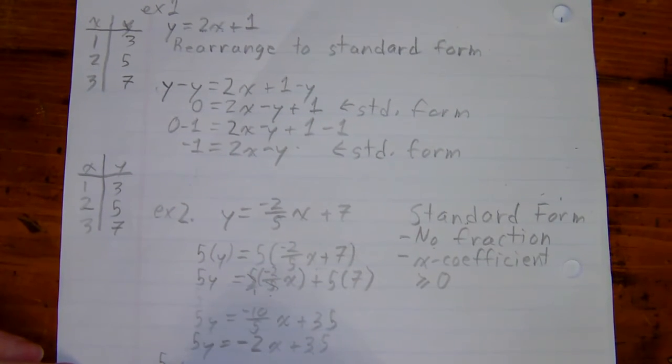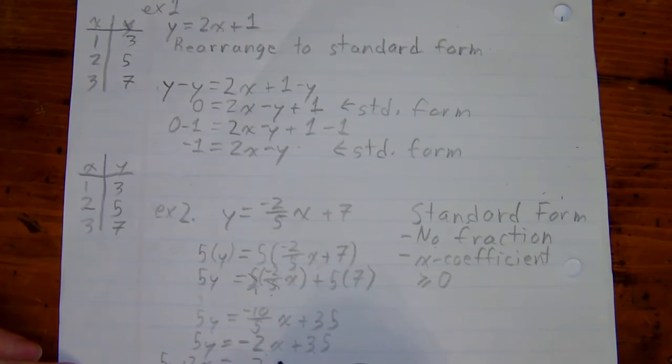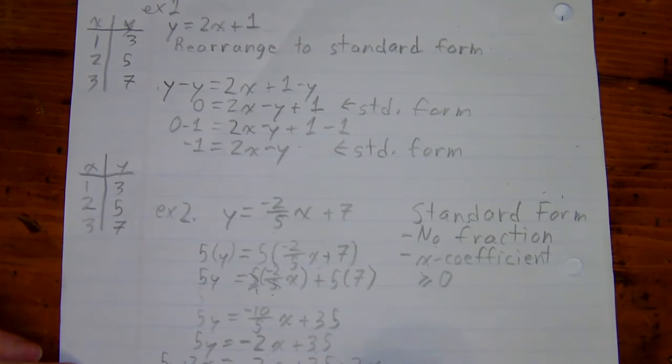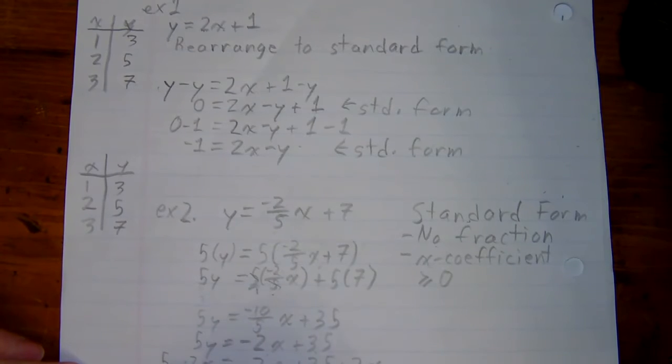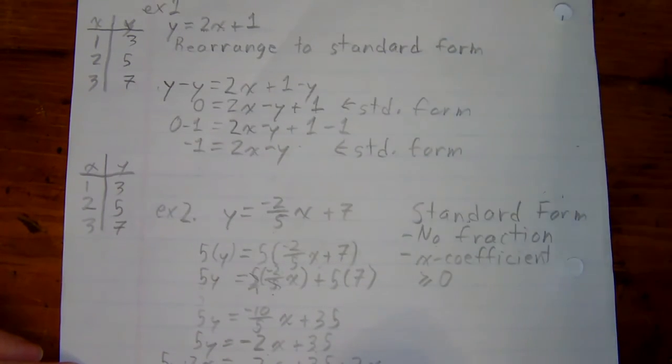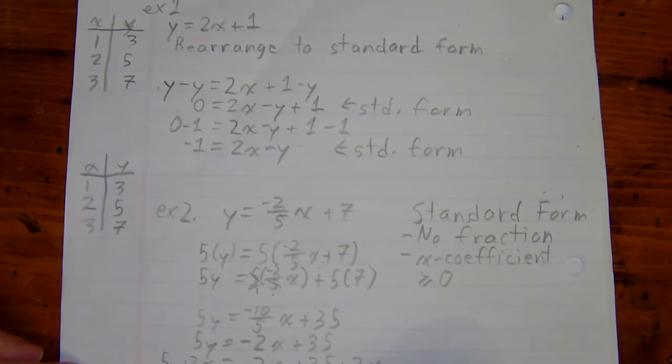So we'll go 5y plus 2x equals negative 2x plus 35 plus 2x. So I've added 2x on both sides. So now I'm just going to change the ordering. 2x plus 5y equals negative 2x plus 2x, that's 0x, which is 0, 35. And so now we have this in standard form.